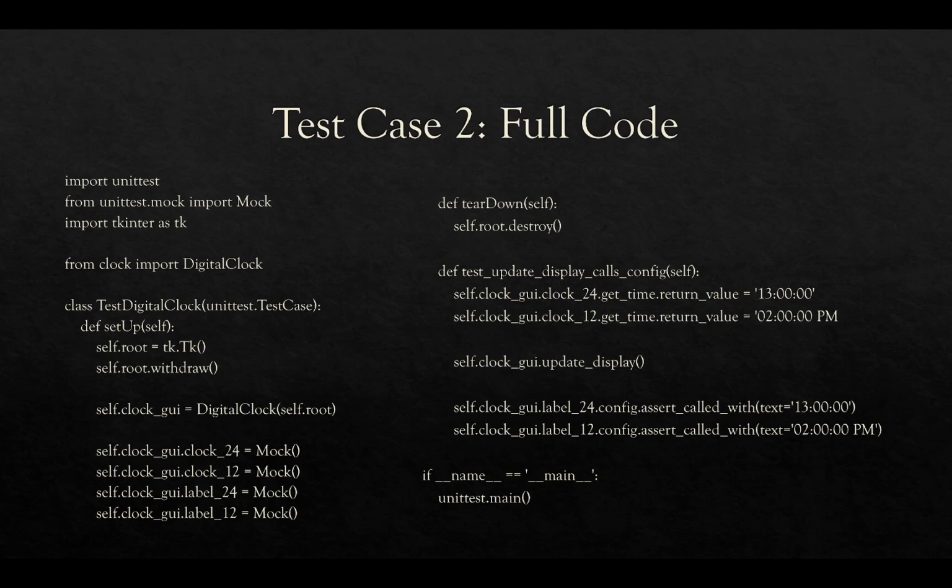This is our full test suite for the digital clock class. It includes one test case that checks whether the update_display method correctly updates the time labels for both the 24-hour and 12-hour formats. Just like in the first test, we use mocking to simulate expected behavior. This time, not for the time string, but for the internal clock objects and the label widgets themselves. Since the 24-hour and 12-hour tests follow the same logic and only differ in the expected time strings, I'll walk us through just the 24-hour side of the test. The 12-hour part mirrors it with AM/PM formatting.